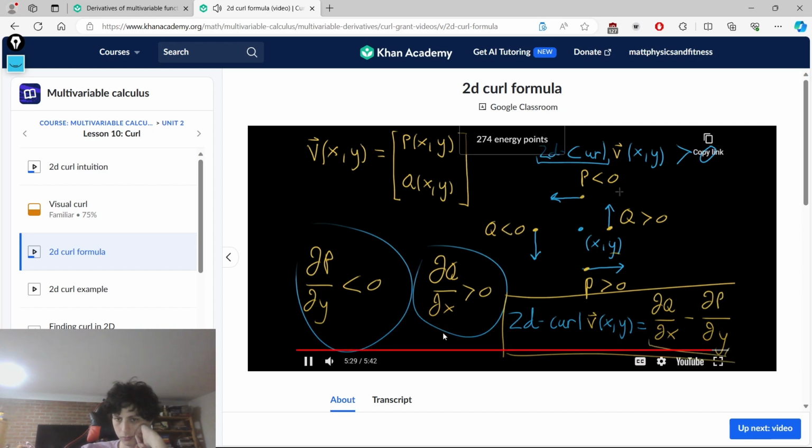And if it was the opposite of this, if each of the vectors was turned around and you have clockwise rotation, each of these values will become the negative of what it had been before. So 2D curl would end up being negative.